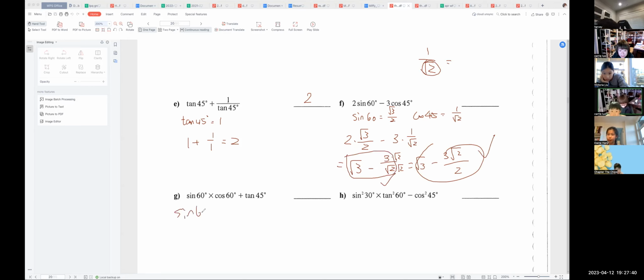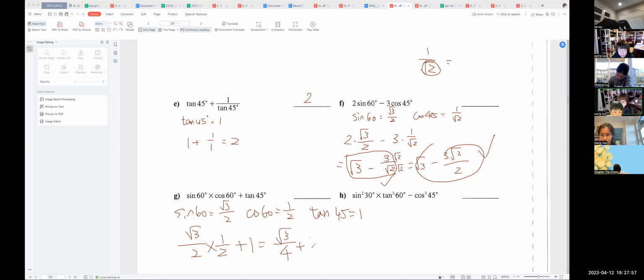So sine 60 equals square root 3 over 2. Cosine 60 equals 1 over 2. Tangent 45 equals 1, right? So you put these all here. Square root 3 over 2 times 1 over 2 plus 1. So the answer is square root 3 over 4 plus 1. Get it, Emily?